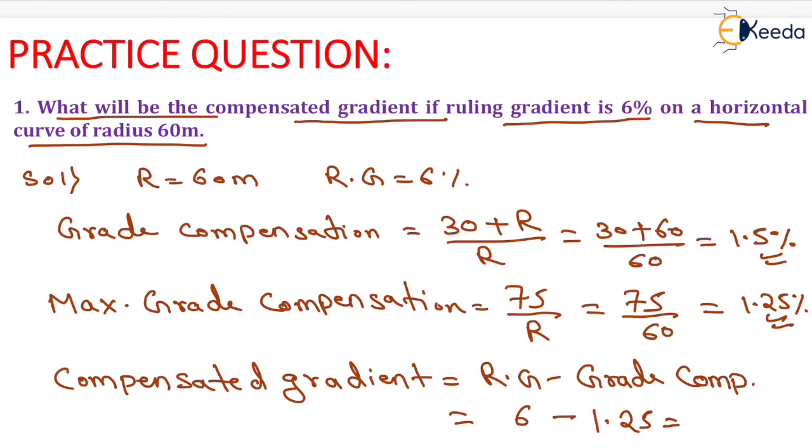On solving this, we will get the value as 4.75%. That will be the compensated gradient of this question, which will be equal to 4.75%. That is all about this question.